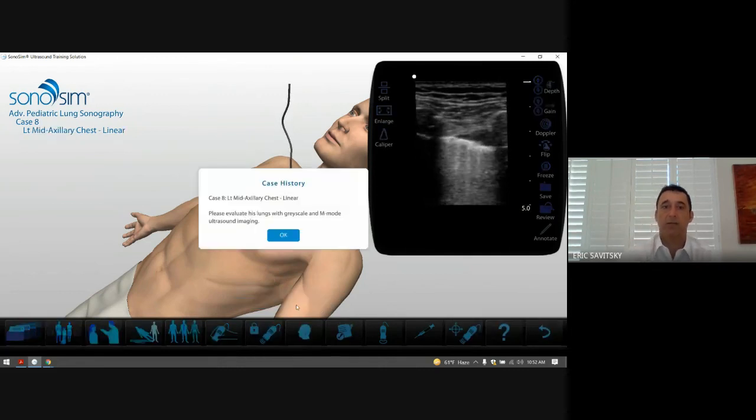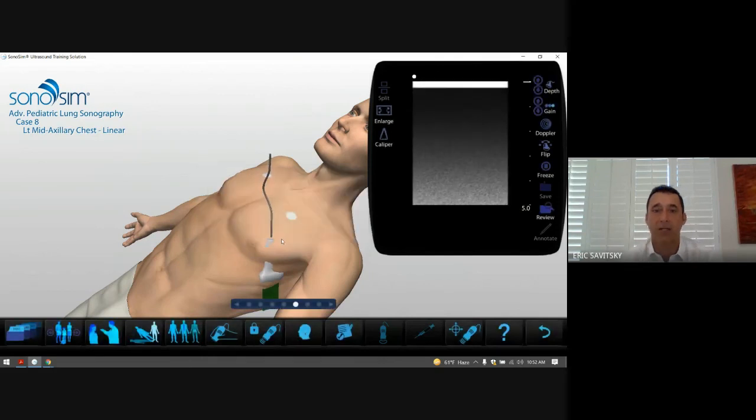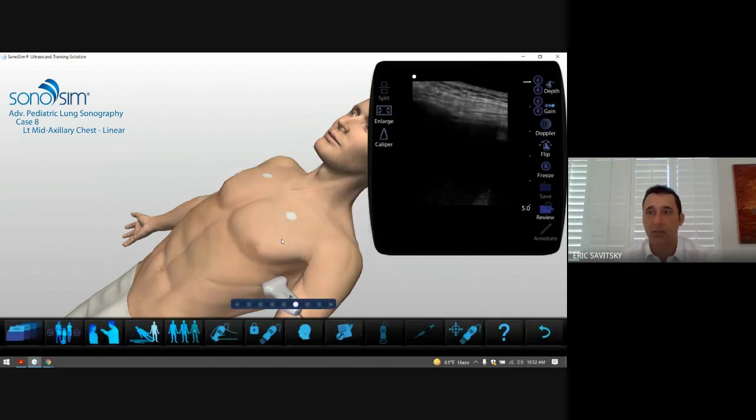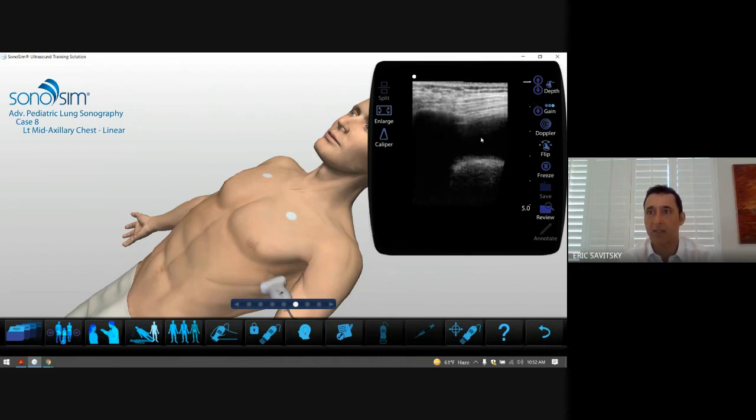We go down to the left mid-axillary line. I look with a linear transducer, and here I see some movement, which looks like a lung parenchyma. I see rib margins here, and I see dark anechoic signal. Increase my gain a little bit. And this dark anechoic signal appears to be fluid, so it looks like there's a pleural effusion here in the left side of the chest.